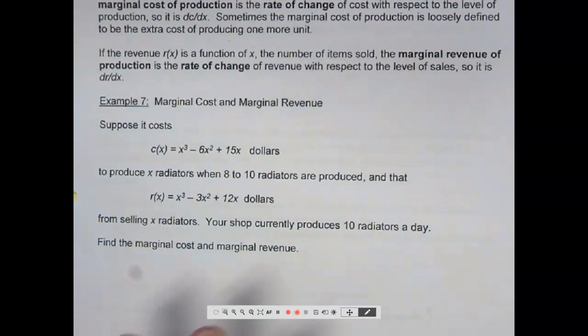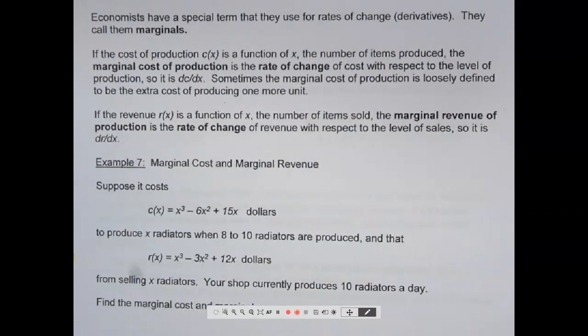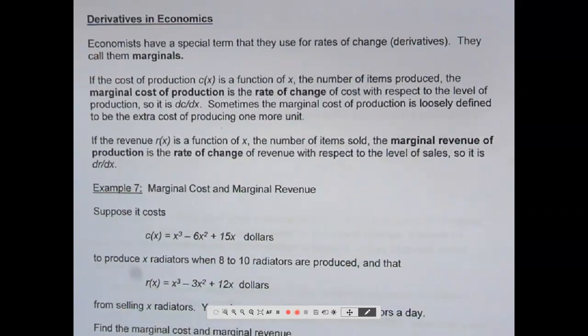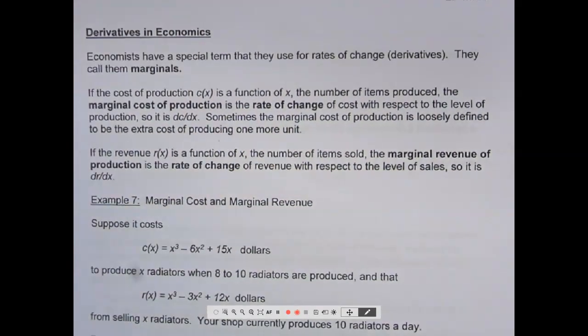Okay, have you all had econ? Yes. Have you all talked about marginal? Yes. Awesome. Okay, did you know that's really a derivative? I did not know because I did not know what a derivative is. I know, that's true, you did not. So, economists have a special term that they use for rates of change, which is a derivative. They call them marginals. So marginal is their term for derivative, rate of change.